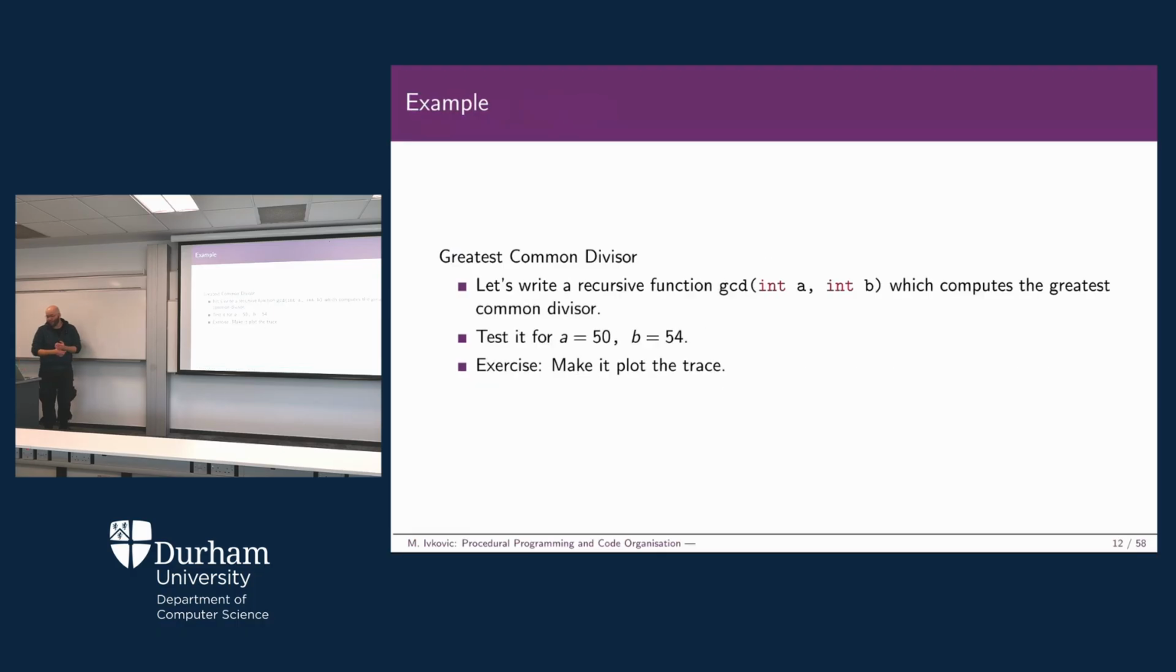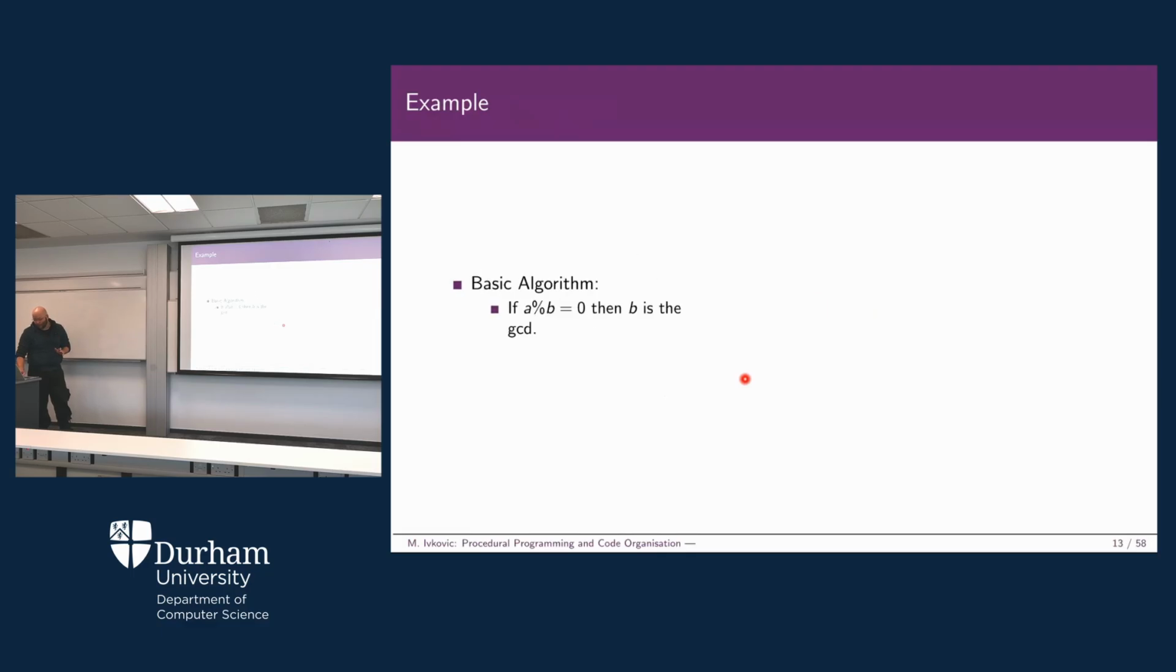So let's look at an example. Let's write an algorithm for the greatest common divisor using a recursive function. Let's call this GCD, greatest common divisor, where we pass it two integers, and it's supposed to compute the greatest common divisor. Then test it, and as an exercise, try and plot the trace. Try and plot what's happening. I'll leave the exercise to you.